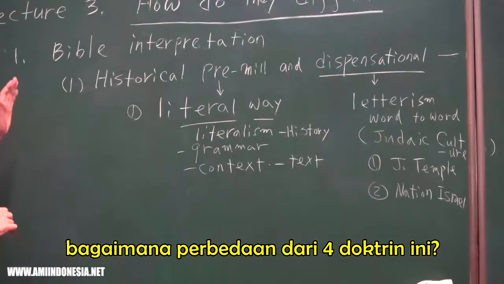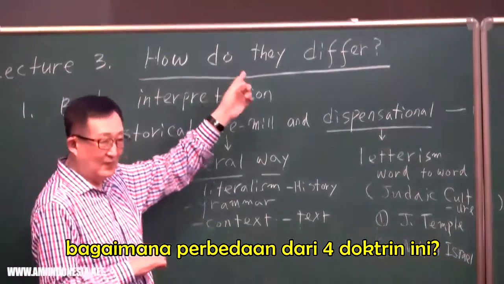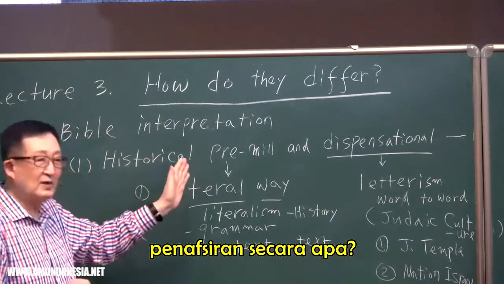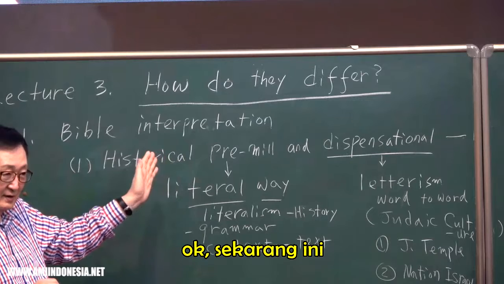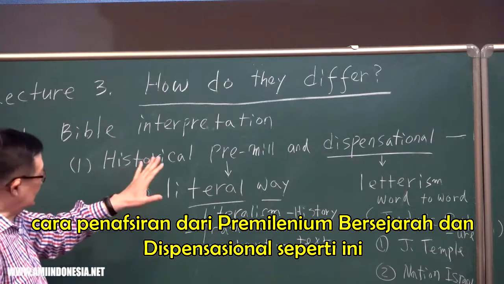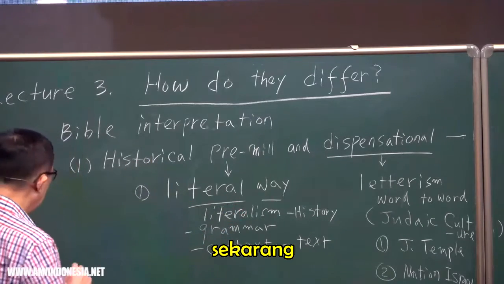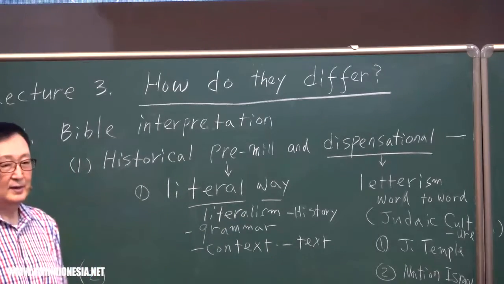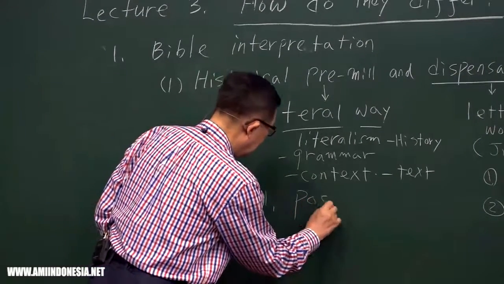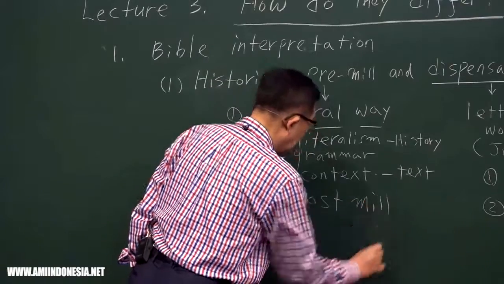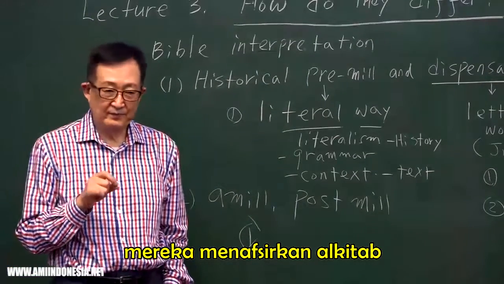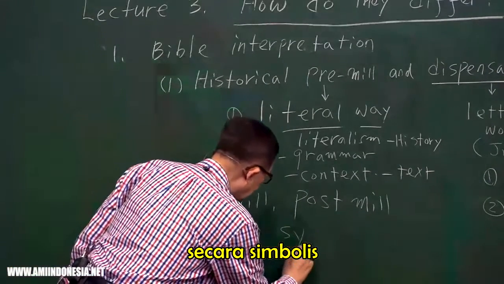Now here, how do these four doctrines differ? The first part is the method of interpretation. These people here, historical and dispensational, interpret this way. Now, amillennialists and postmillennialists interpret the Bible symbolically.